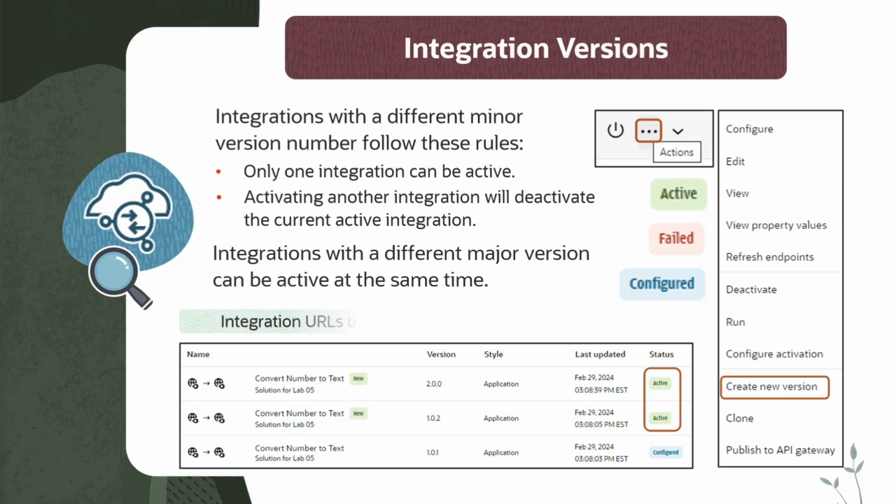Now, the reason for this is, if you look at the unique URL for an integration along with the unique identifier, it will use only the major version numbers such as V1, V2, and so forth. The minor versions will all share the same URL.